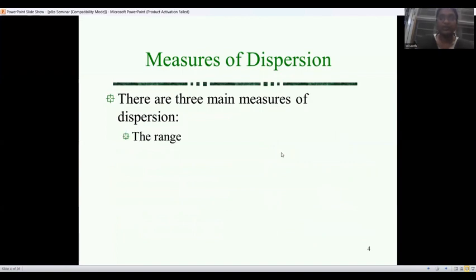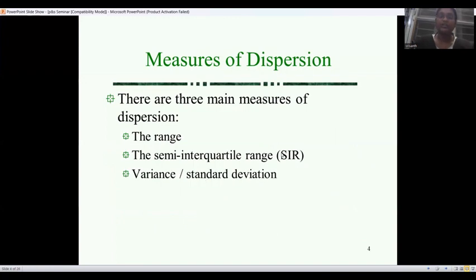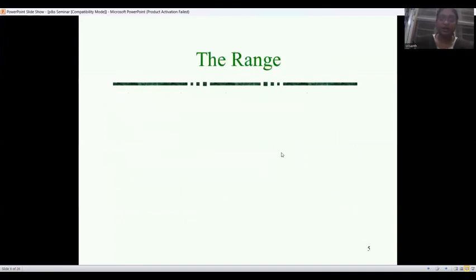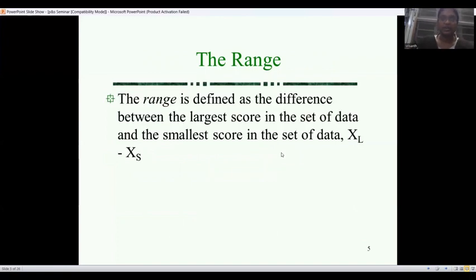There are three types of dispersion. The first one is range. The second one is semi-interquartile range. And the third one is variance or standard deviation. Let us see what a range is.